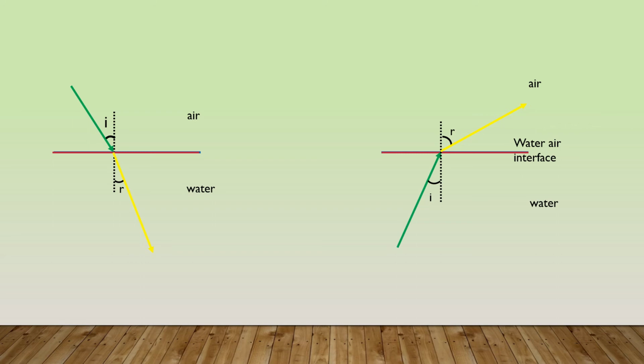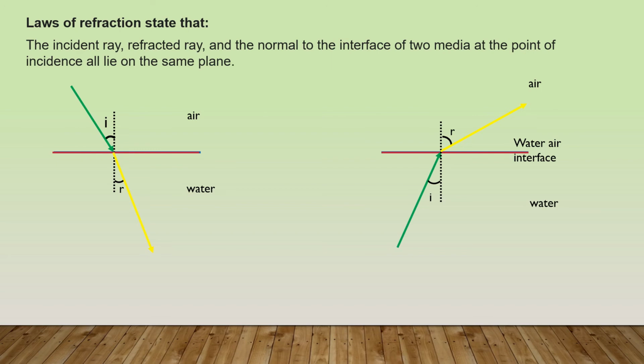Now when we combine all these things, we get some laws. These are called the laws of refraction. Let us know about them. Laws of refraction state that the incident ray, the refracted ray and the normal to the interface of two media at the point of incidence all lie in the same plane.